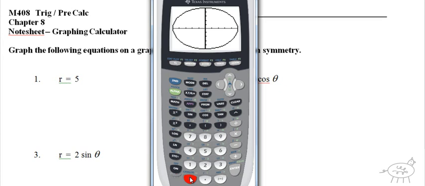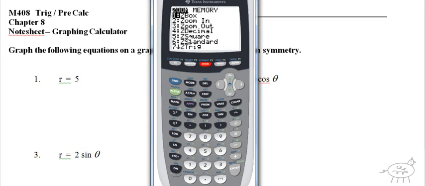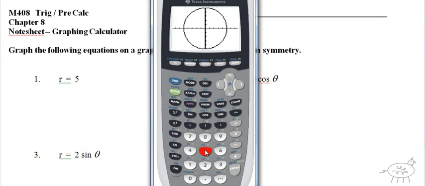So the best one here, if I hit zoom, is zoom square, which actually squares it off. It makes equal tick marks. So if I do zoom 5, now the X tick marks are the same distance apart as the Y tick marks, and this is the graph I get. So I get a circle.